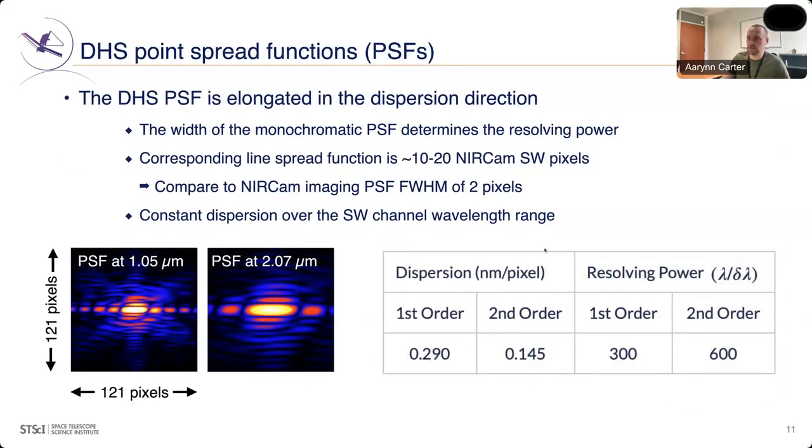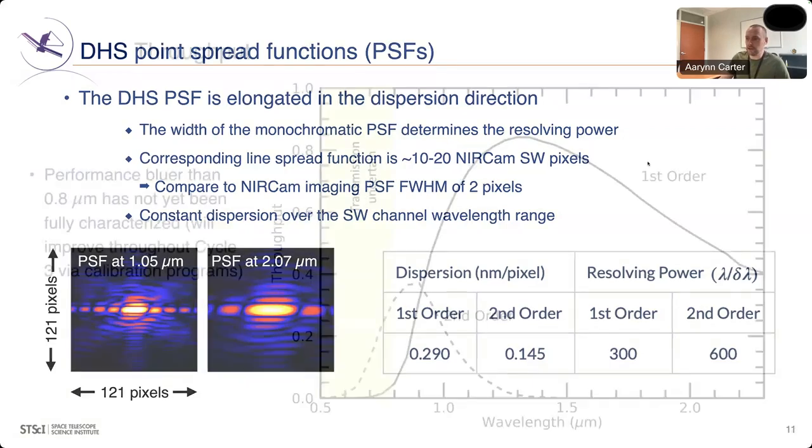The line spread function is around 10 to 20 NIRCam short wavelength pixels, so you can compare that to the full width half maximum of the PSFs, which is around 2 pixels. And the dispersion and the resolving power we get is in the 300 to 600 range, so a little bit higher than what you might get from the Spectroscopy. Particularly the first order is where you're going to get most of your information. You will get a little bit from the second order.